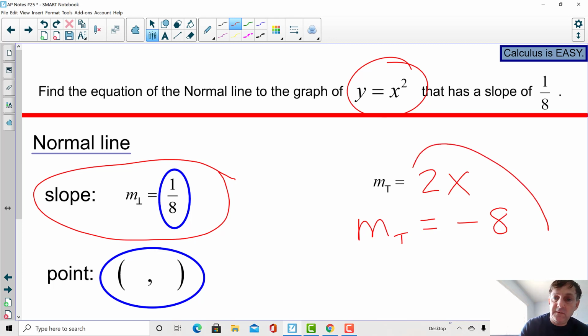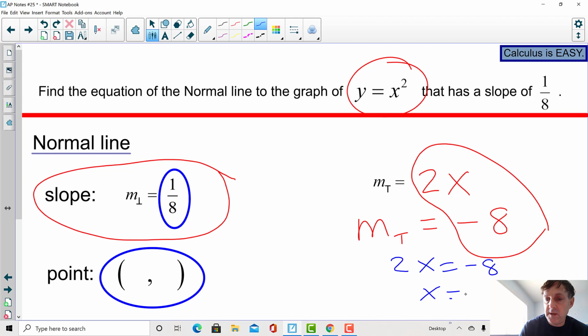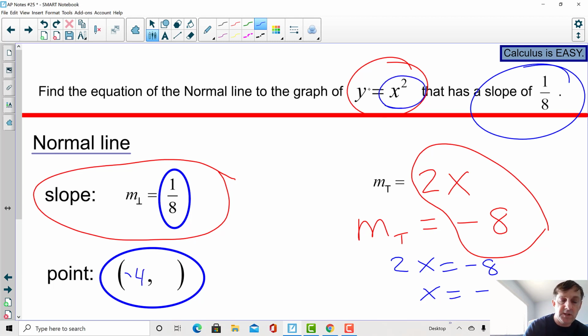So we can just set these two things equal to each other and solve. If 2x equals negative 8, divide both sides by 2, and x will equal negative 4. So we know that this happens when x equals negative 4. You can plug negative 4 into your equation, and you would get y is equal to negative 4 squared, which is 16.